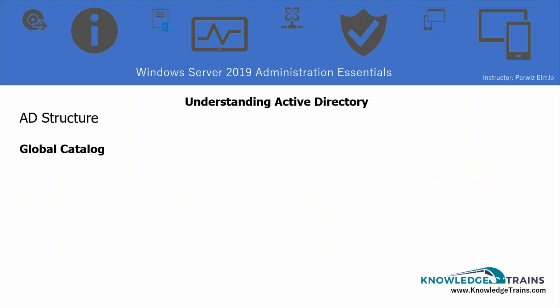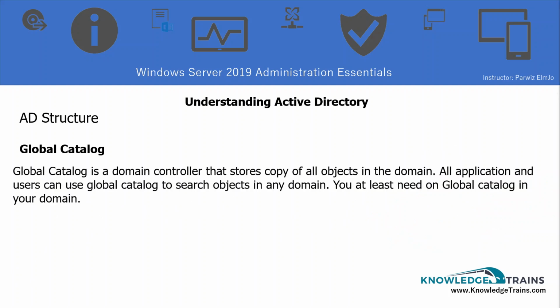Another important thing that we have is the global catalog. The global catalog is a domain controller again. For the first time, when you install a domain controller in your forest, that server becomes the global catalog automatically. All your applications use a global catalog to search objects in your domain. Any object that you're trying to search, you are using the help of the global catalog, and you at least need one global catalog in your Active Directory domain.